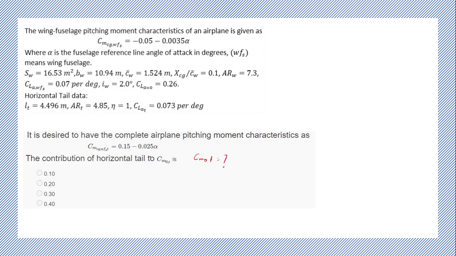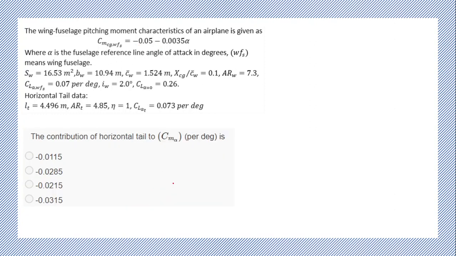How did we come to that? Overall CM naught, and this is the CM naught of wing fuselage. This is wing fuselage and tail. So if you just subtract it, you get 0.2. Correct? So it's basically 0.15 minus of minus 0.05, you get 0.2. Okay. Next is a similar question, contribution of horizontal tail to CM alpha.